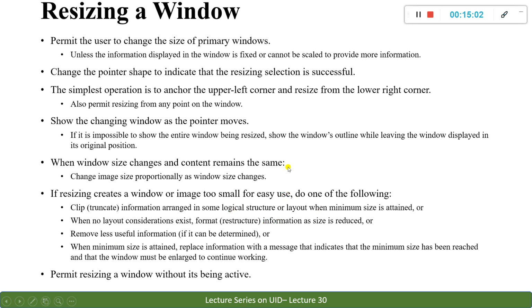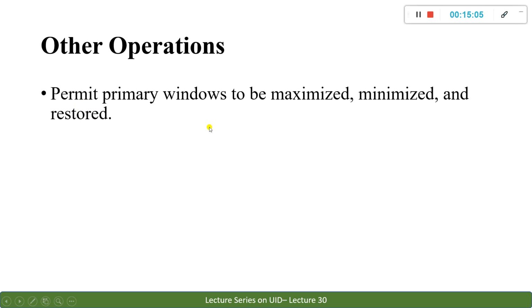Some other operations that you can do is permit the primary window to be maximized, minimized, or restored. Maximizing a window would increase the size of the window to its largest possible size, right? So you can maximize that. You can either minimize that, that is, you get it to the smallest size, or you can have restoring of that particular primary window. Restoring in the sense you have minimized it completely and you just want to reappear it into the previous state that it was. So that is called restoring. You can perform these operations on the windows as well, correct?